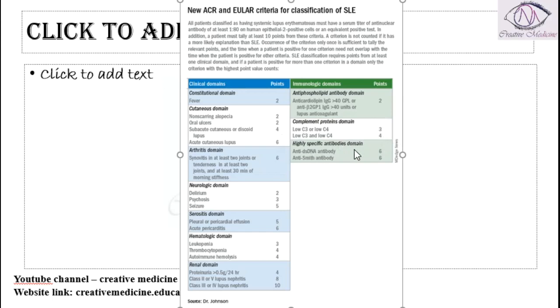Then in the highly specific antibody domain, for anti-double stranded DNA antibody, 6 points are given. For anti-Smith antibody, 6 points are given.